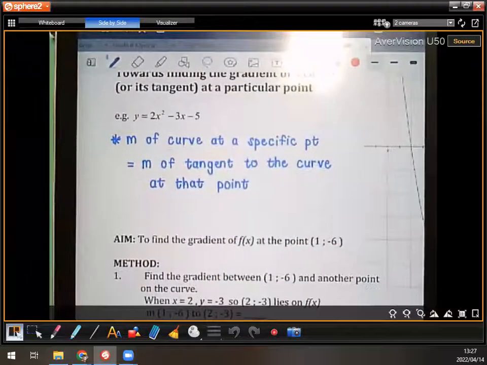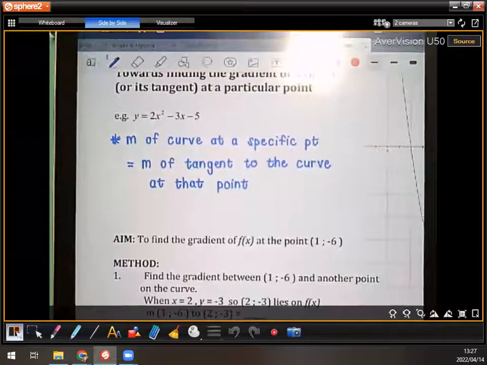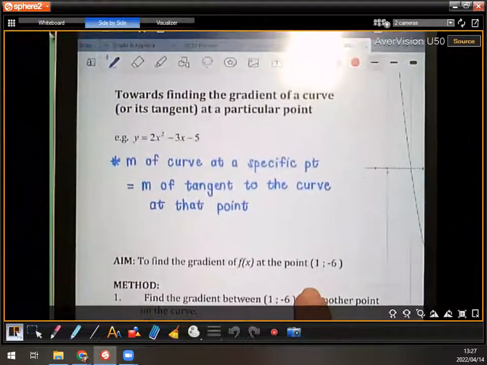Okay, please write that down there. The gradient of the curve at a specific point is equal to the gradient of the tangent to the curve at that point. So this is now on the handout, on the page that I gave you, just underneath that equation.